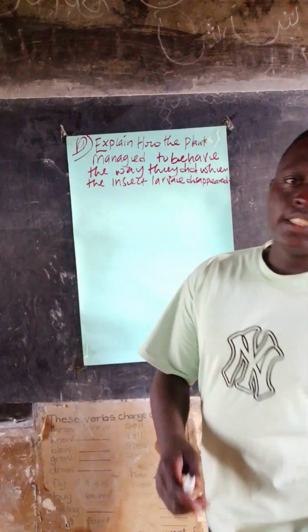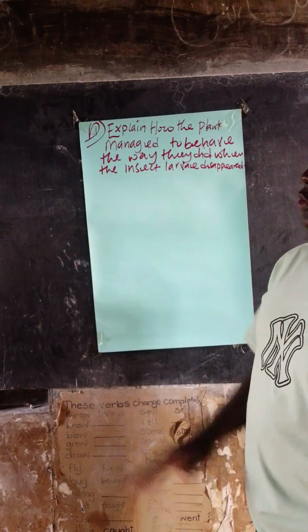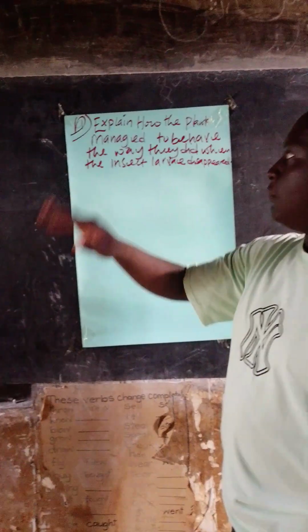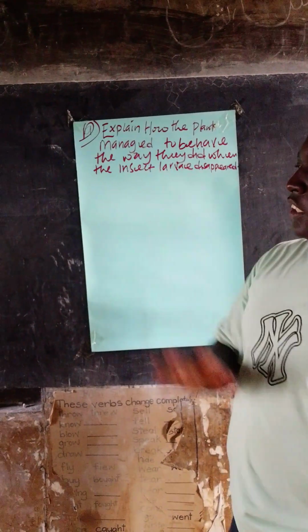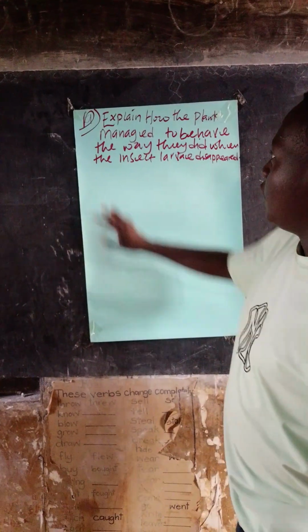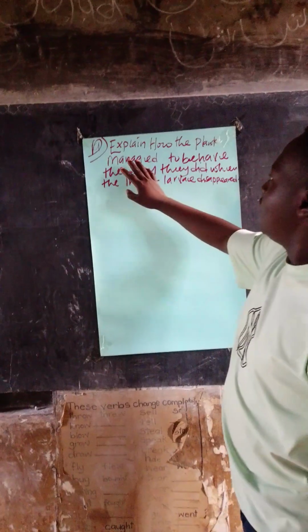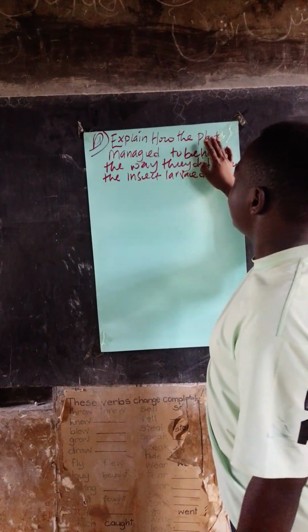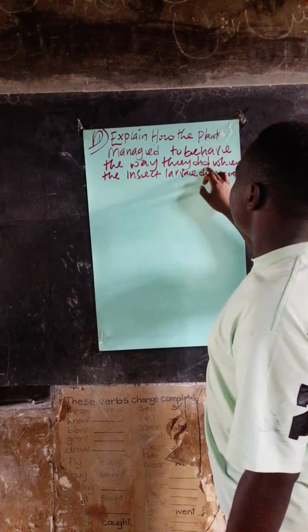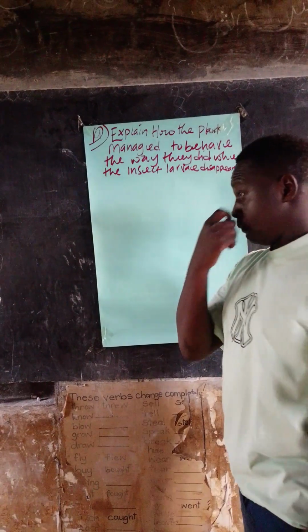Welcome back, our viewers. We are still continuing with UCE response biology paper item 1. In the previous video, we saw part A. Now we are going on part B, which says explain how the plants managed to behave the way they did when the insect larvae disappeared.